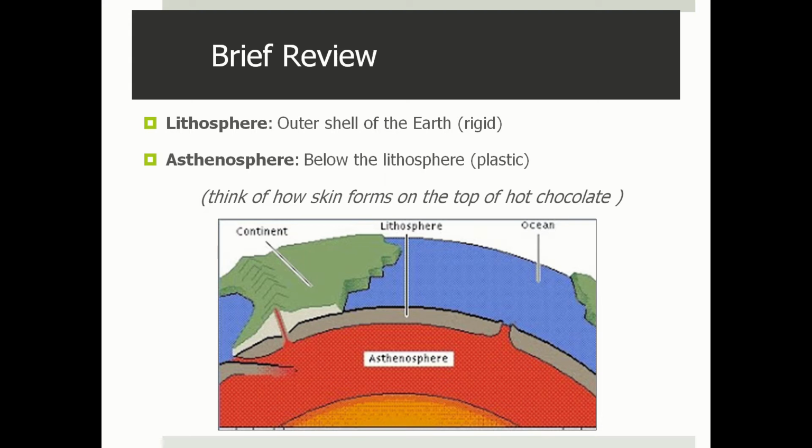It may help to visualize by thinking of how the skin forms on the top of hot chocolate over time. As it cools, a thin layer of whitish skin forms on the top of the beverage, and if you stir it, the skin will go back into the liquid. Similarly, the rocks that make up the lithosphere will return to the asthenosphere when they are subducted.